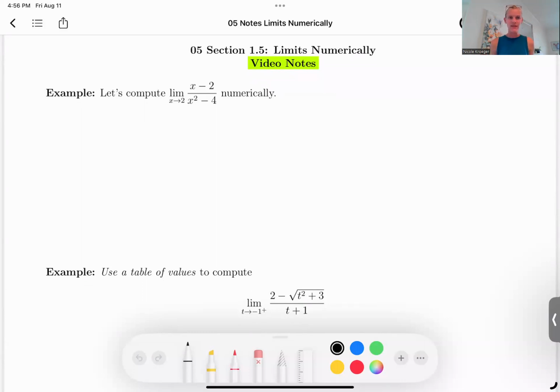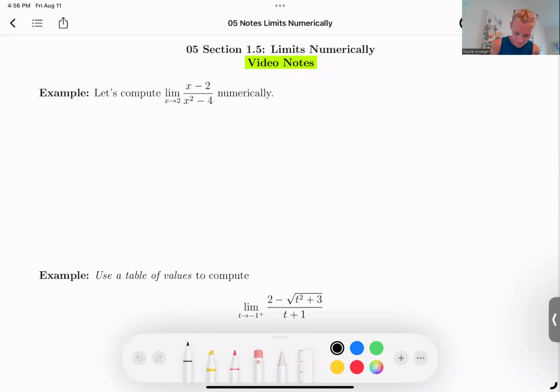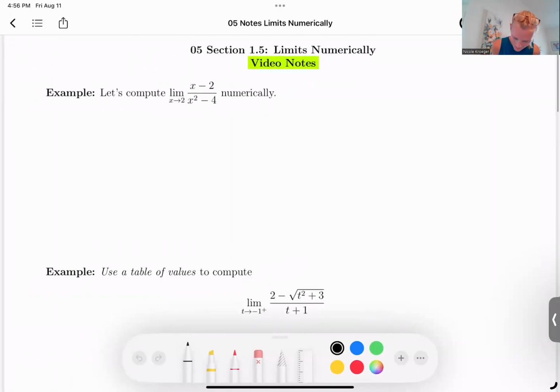So let's compute this limit that I have here. This is one we saw in class last time, actually, but we're going to compute it numerically. What we want to think about here is remember that when we're computing a limit, what we're asking is, what is this function doing when the x values approach a particular number? So in this case, we want to know, what is this function doing as x gets closer to 2?